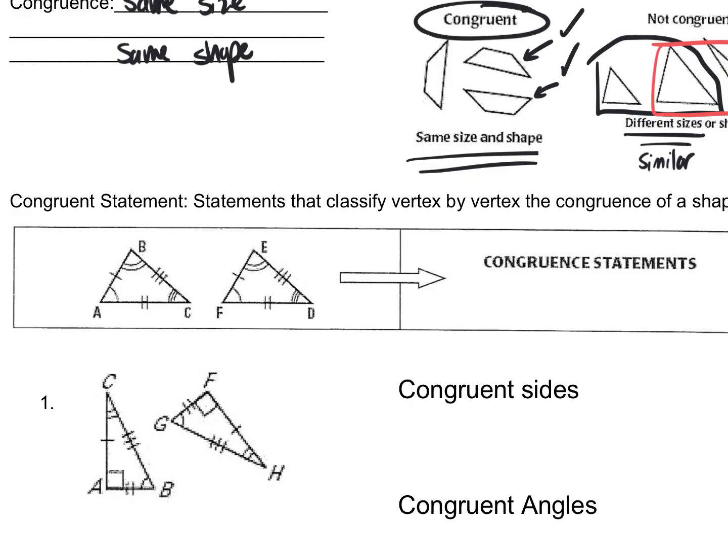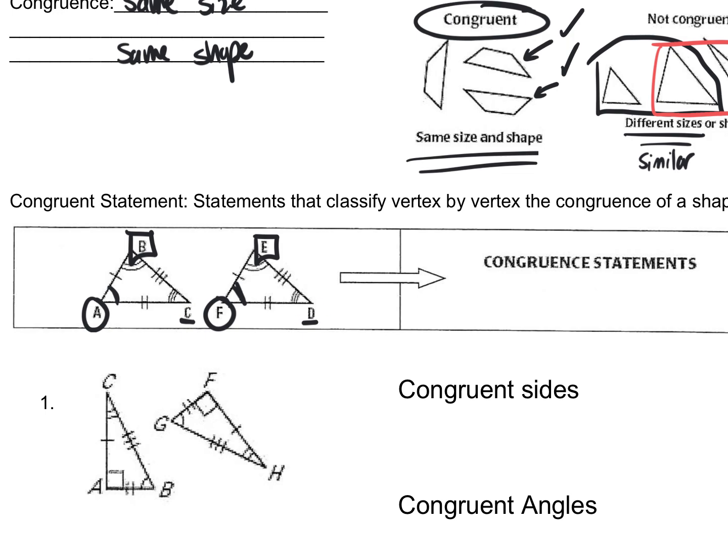In this first triangle, you see how A has the one arc like that? F has the one arc. In this triangle on the left, B has the double arc, E has the double arc, and then finally C has the triple arc, which means D has the triple arc. So when we talk about the shapes, A and F must be the same, B and E must be the same, C and D must be the same.